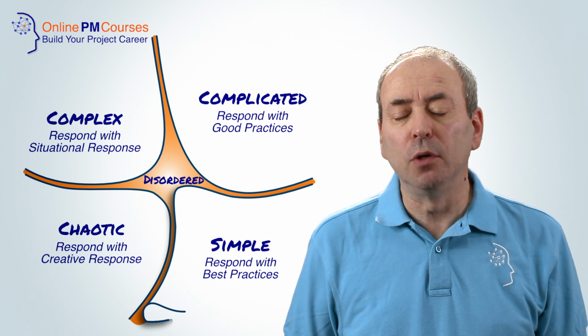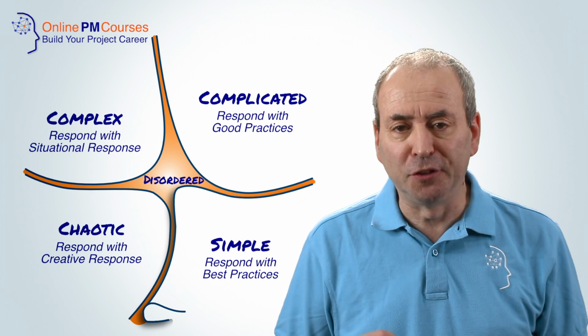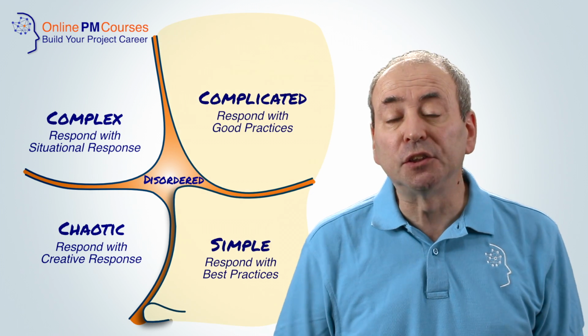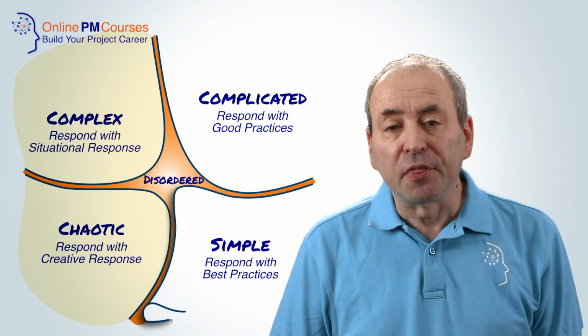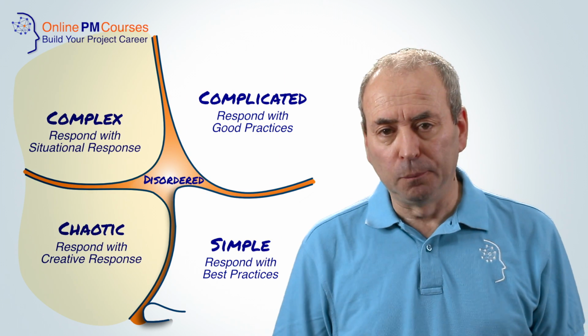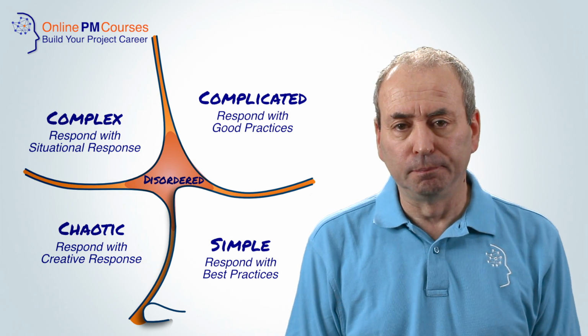The Cynefin Framework divides the situations we're going to find into a number of domains. The first two of them are predictable or ordered domains. The next two are unpredictable, and there's a fifth, disordered domain.